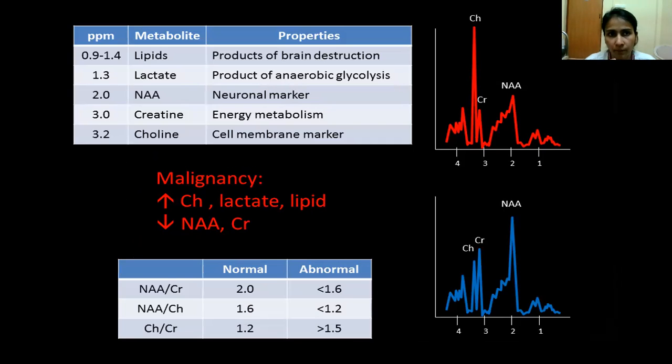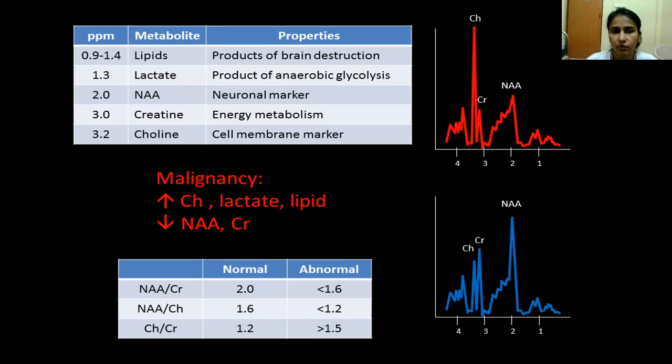First is the lipids. At what ppm value will we find lipids? 0.9 to 1.4. The last image is lipids. When will it increase? These are the products of brain destruction, so wherever there is brain destruction, a lipid peak will be seen. Second is lactate. Lactate is a product of anaerobic glycolysis, so wherever there is anaerobic glycolysis, we will see a lactate peak. Lipid and lactate peaks are seen in tuberculosis, for example.